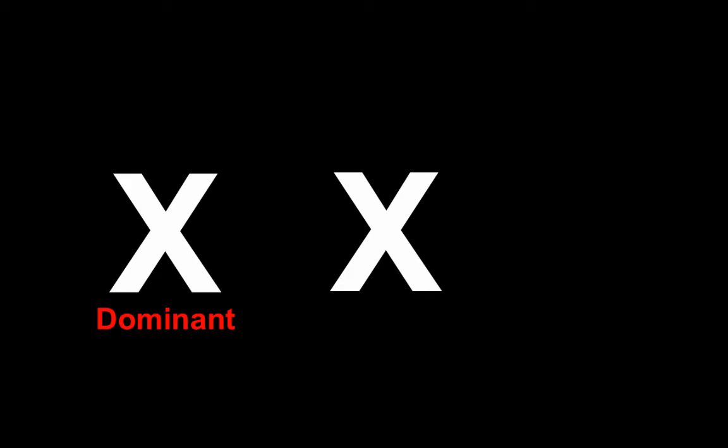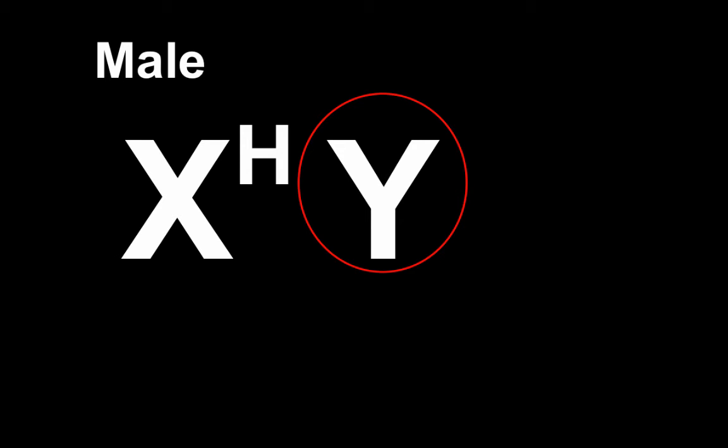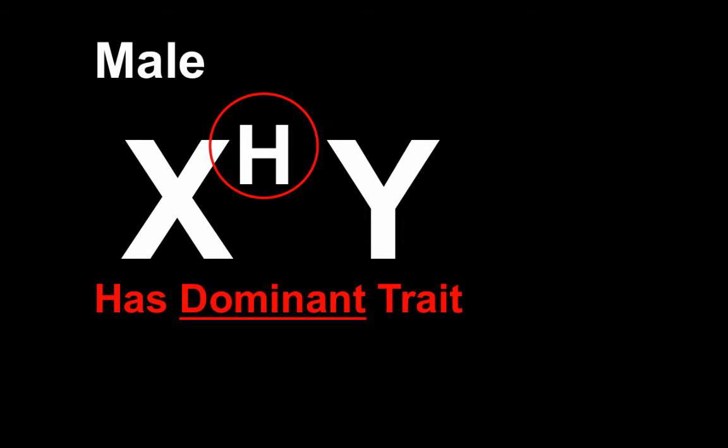Now, to indicate a dominant allele, again, I'm just going to use a big letter just like I did before. And recessive is going to be a little letter. The only difference being that I put it above an X to indicate that it is a sex-linked trait. All right, so this would be a male because they have a Y, and notice the Y does not have any letter over it because the Y does not have the same genes. And this is a male that has the dominant trait.